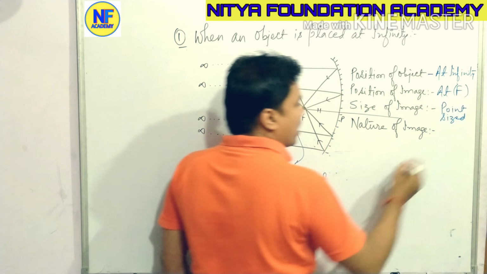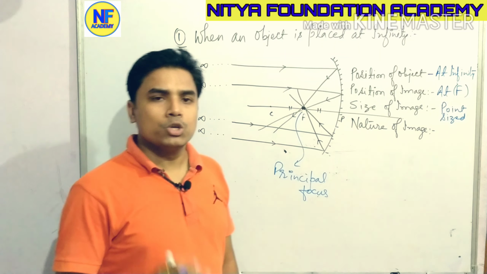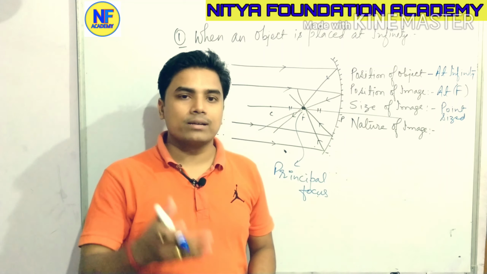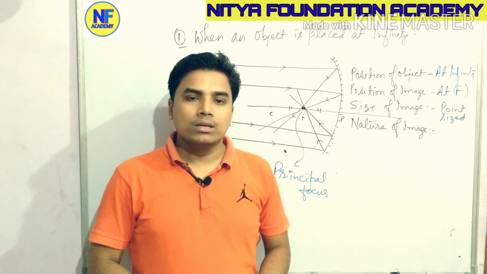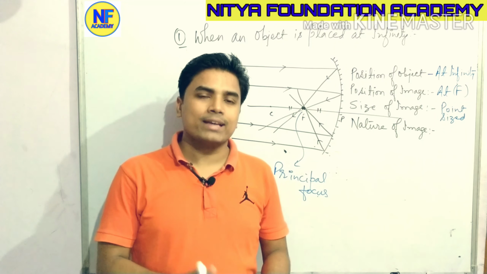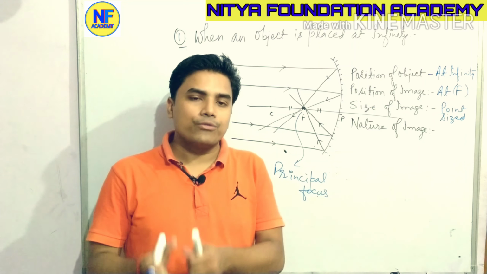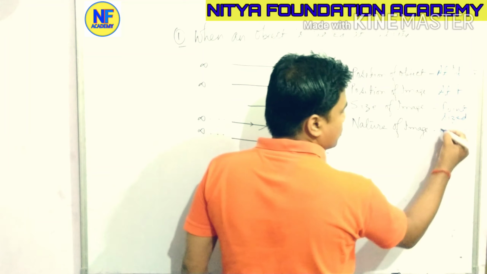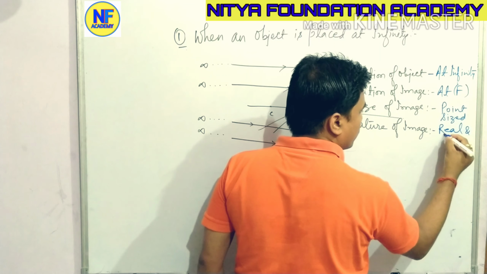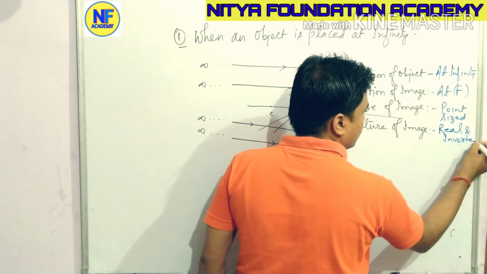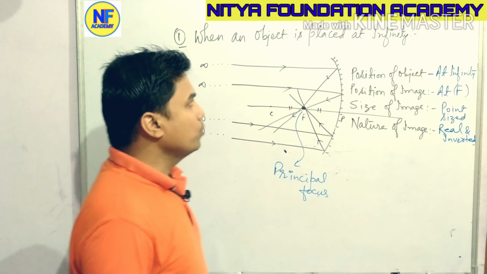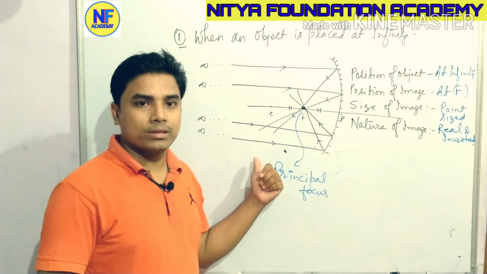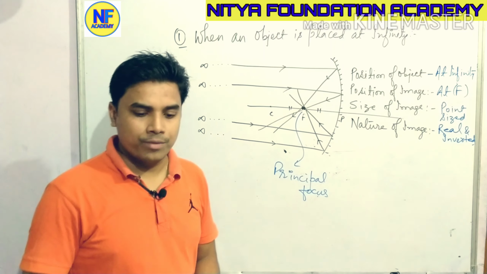And at the last, the nature of the image. One more point I want to share with you: in a concave mirror, all the images formed, except one, are real and inverted. So we write the nature as real and inverted. I hope you have understood this image. Now let's continue with another diagram of the concave mirror.